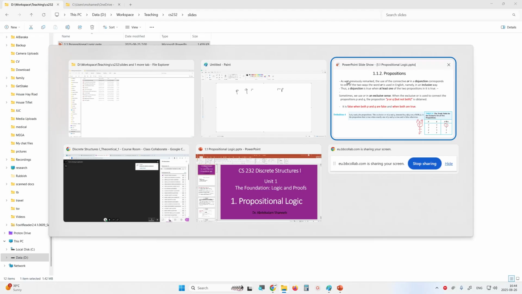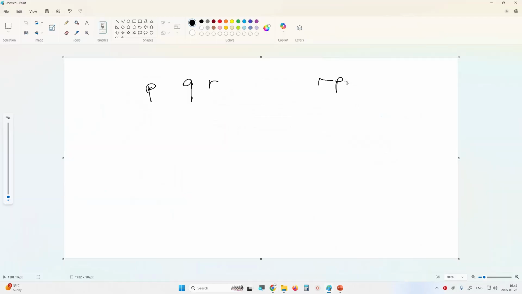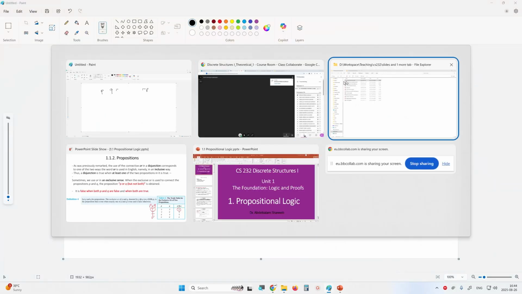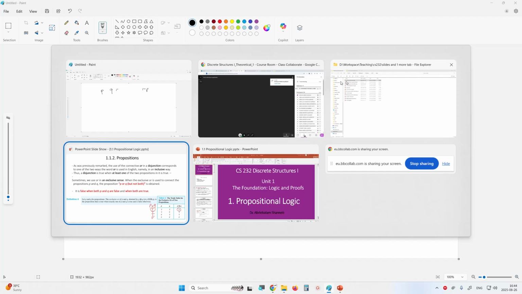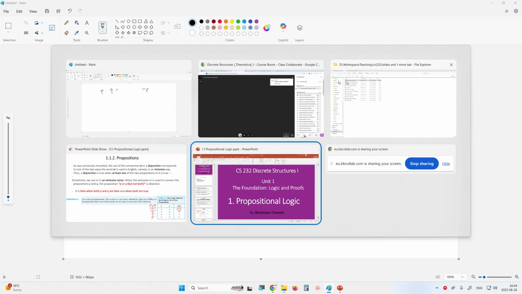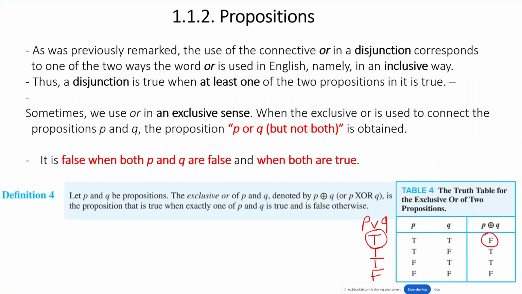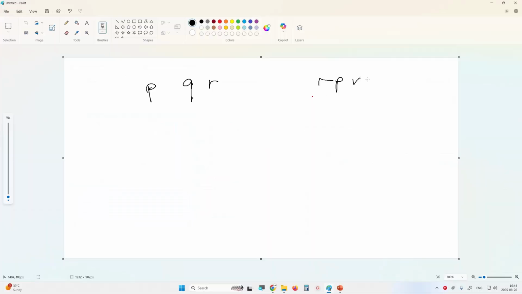So I have P, Q, and R. And we want to see the not P. What did I say first? Oh, I removed it. Where is the thing? Did I stop it? Oh, it's here. I stopped it. So okay, I'm going to give something else: not P or Q and R. So this is the result I would like to get.